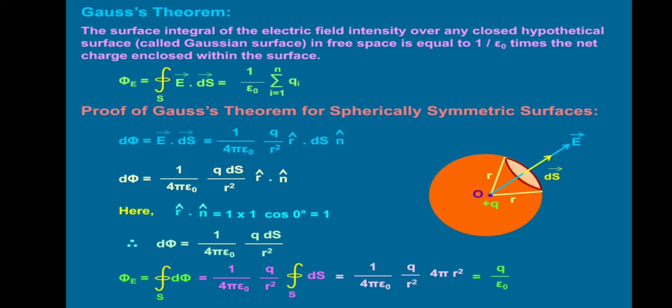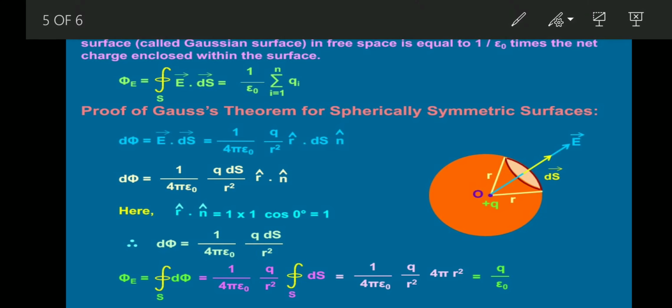Now, Gauss's theorem can be stated as: the surface integral of the electric field intensity over any closed hypothetical surface, that is Gaussian surface, in free space is equal to 1 upon epsilon naught times the net charge enclosed within the surface. Mathematically, simply, it can be written as phi is equal to the integral of E dot ds, which is further equal to 1 upon epsilon naught times the total charge enclosed in the surface.